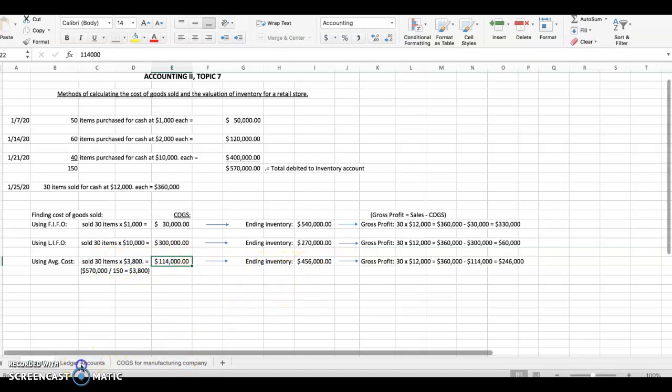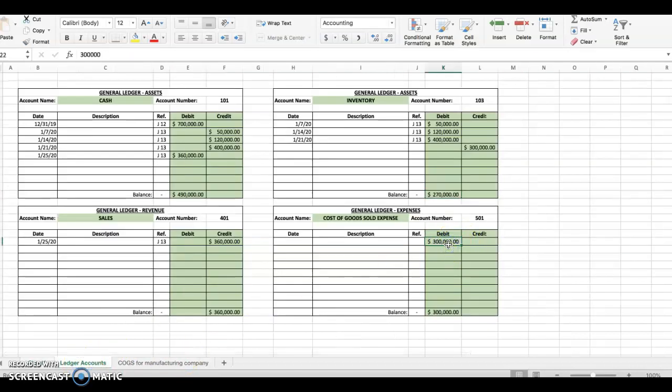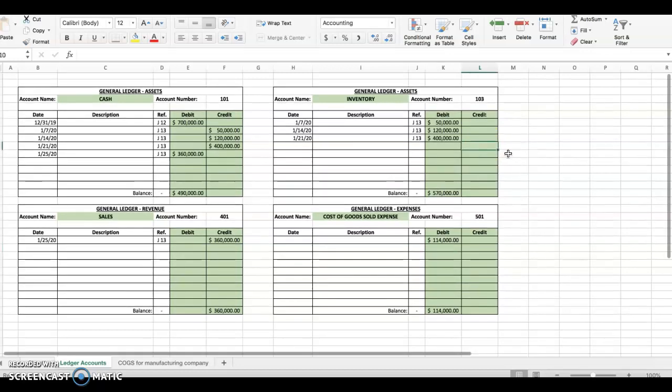So if we put that in our entry into the journal and into the ledger, $114,000 debited to cost of goods sold expense, and then a credit to inventory.